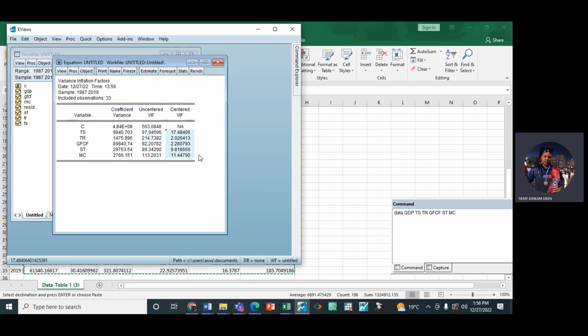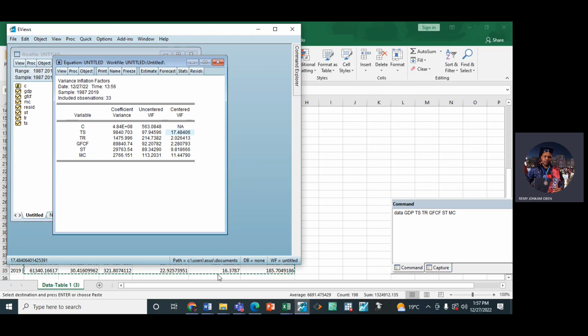If you look at this centered VIF, it is telling us that there is multicollinearity, because according to the variance inflation factor, none of them should be higher than 10, because we use 10 as benchmark. If all of them are below 10, then there is no multicollinearity. But if at least one is higher than 10, there is multicollinearity. You see, we have 17 here, so it's telling us that there is multicollinearity, you understand? So the results we got from the correlation matrix conflict with the one we have gotten from variance inflation factor.